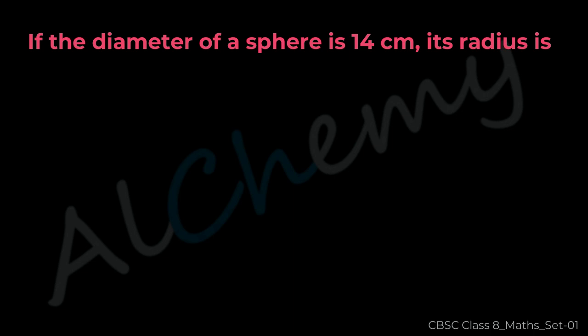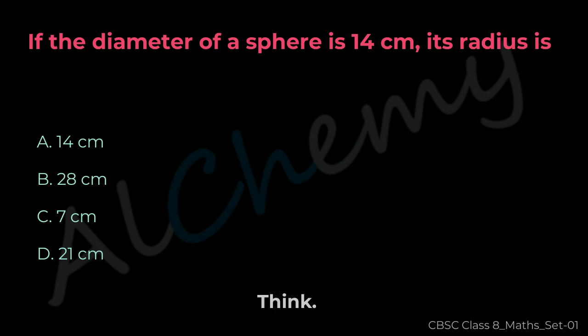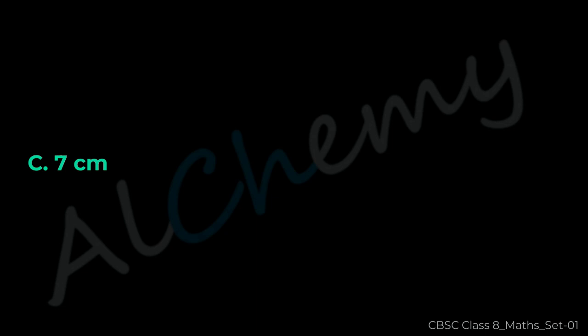If the diameter of a sphere is 14 centimeters, its radius is A 14 centimeters, B 28 centimeters, C 7 centimeters, D 21 centimeters. The correct answer is C 7 centimeters.